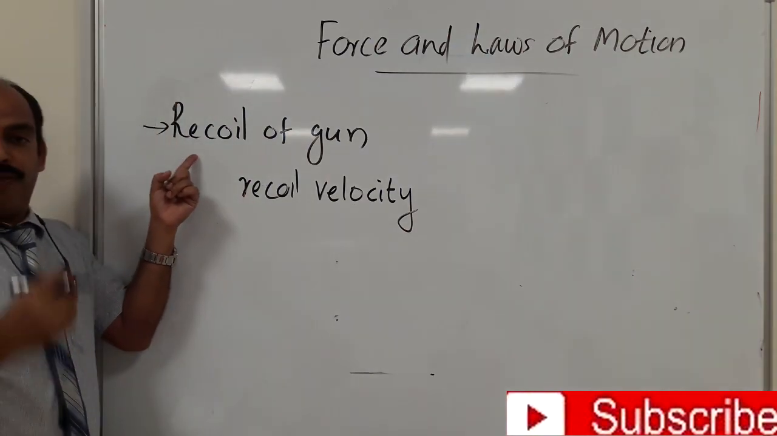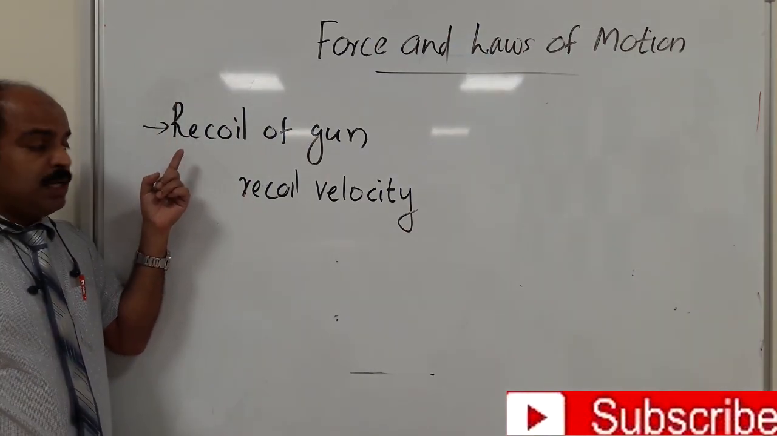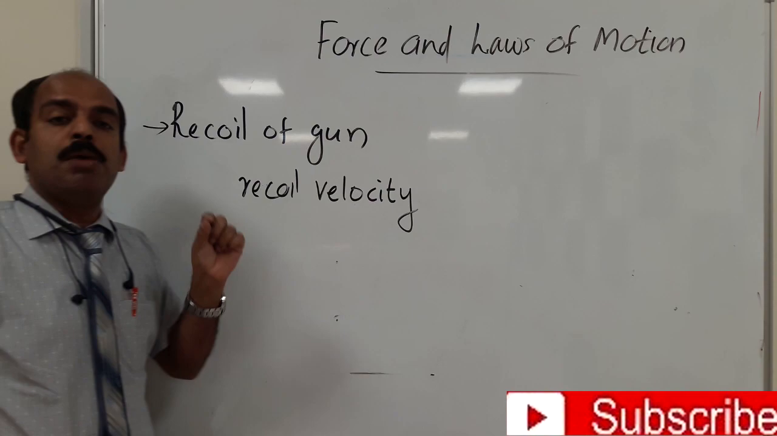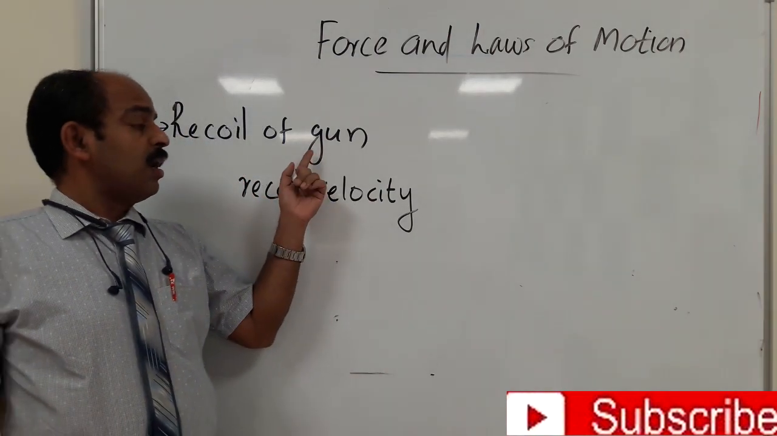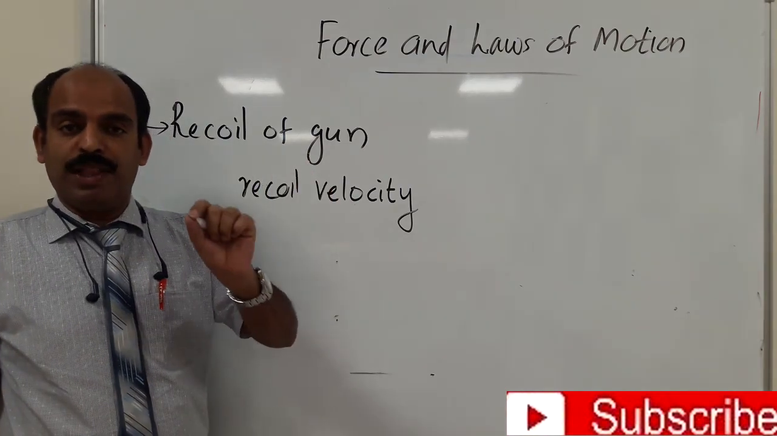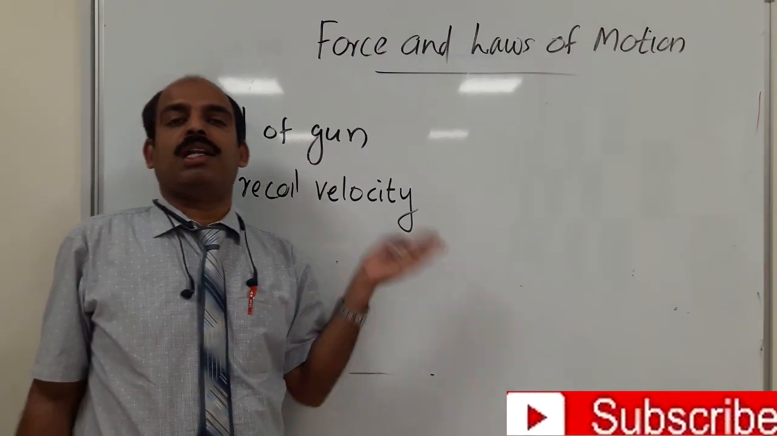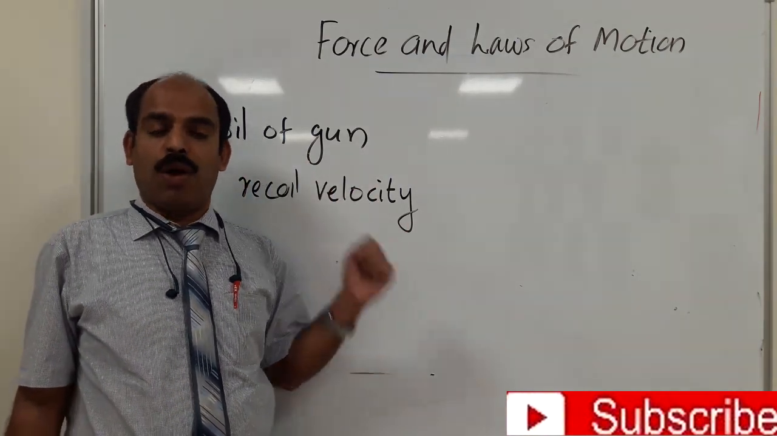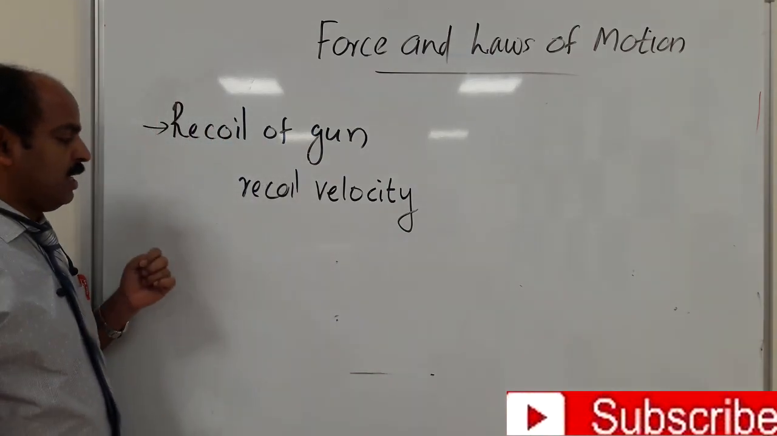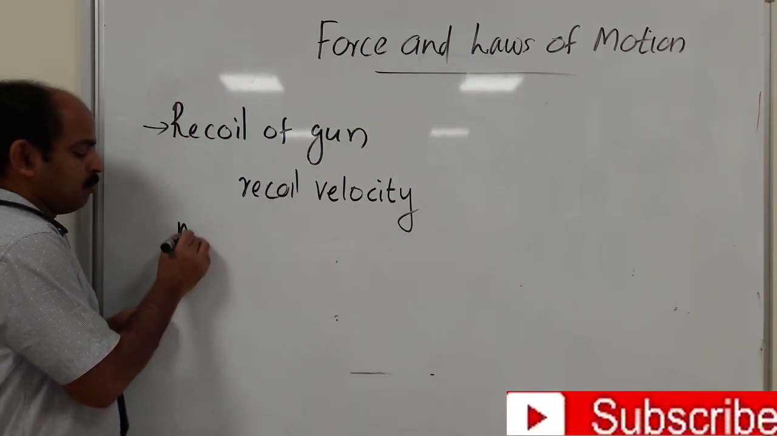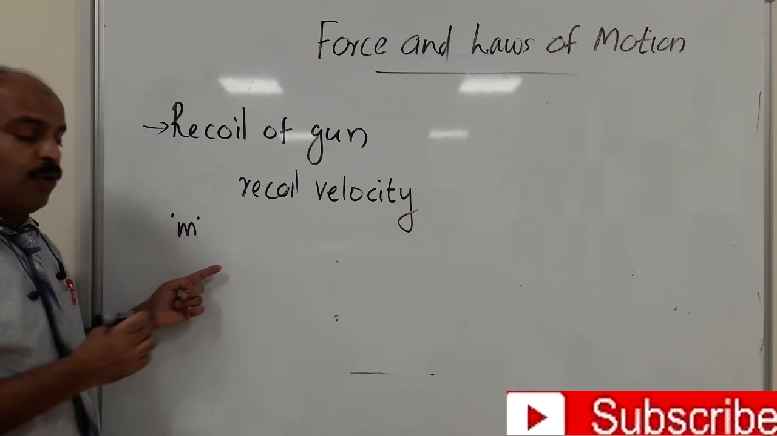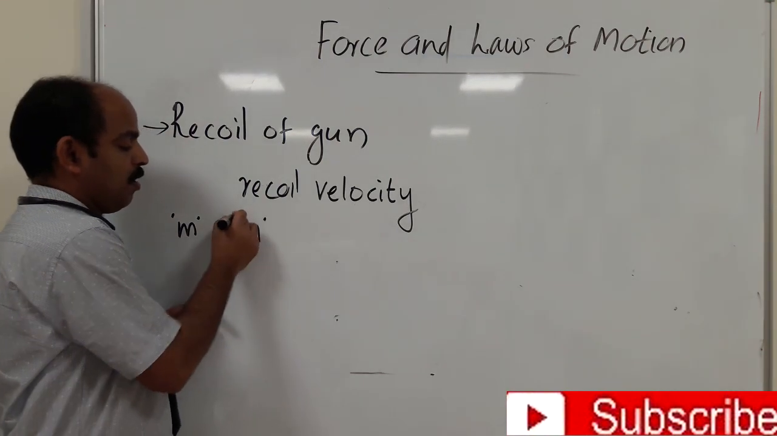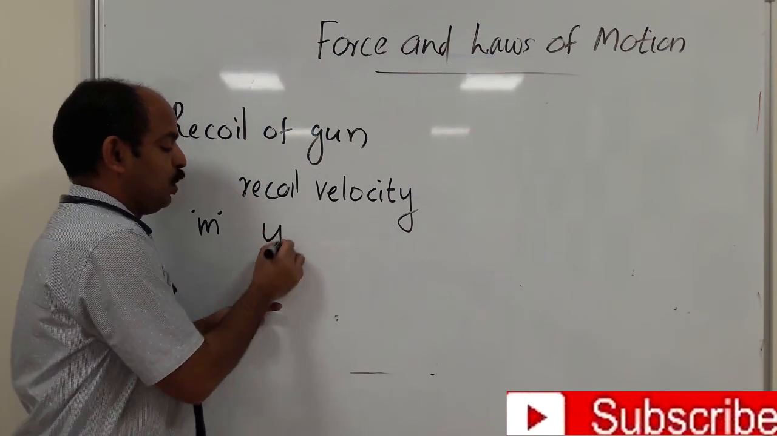Okay, so recoil of gun means the backward movement of the gun during firing is known as recoil of gun, and the velocity with which the gun moves backward is what is called recoil velocity. Okay, so let us consider a bullet of mass small m firing with a gun of mass capital M with a velocity u.